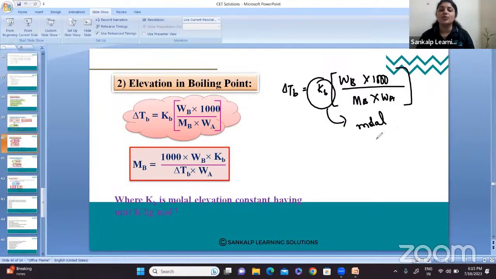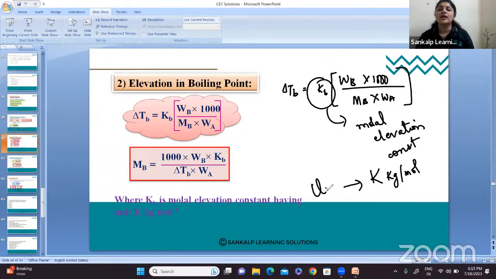It is called the molar elevation constant, and it has the unit of Kelvin kg per mole. So it is having the unit of Kelvin kg per mole. So this is elevation in boiling point. So delta TB is equal to KB into WB.